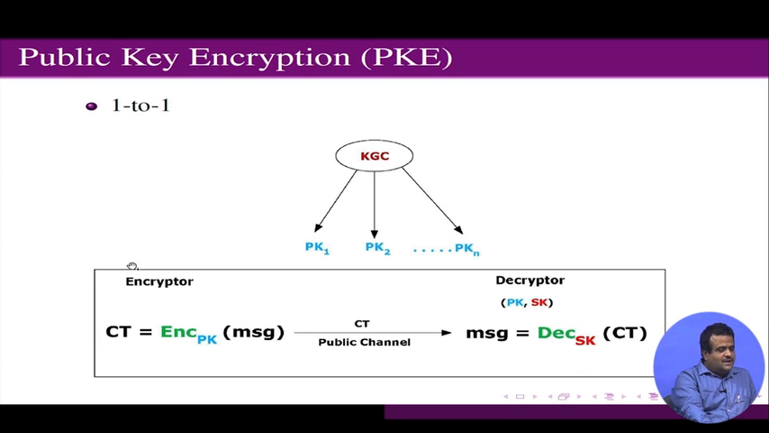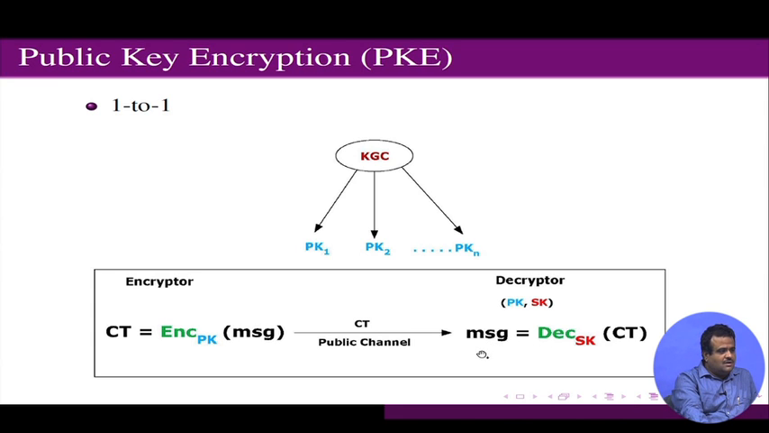Encryption is done using the public key of the user on the message, and the ciphertext is sent to the public channel. The message will be recovered by the decryptor, and each decryptor has the public key and the corresponding secret key. Using the decryption algorithm on the ciphertext with the corresponding private key of the user, we get the message. So this is one to one correspondence.